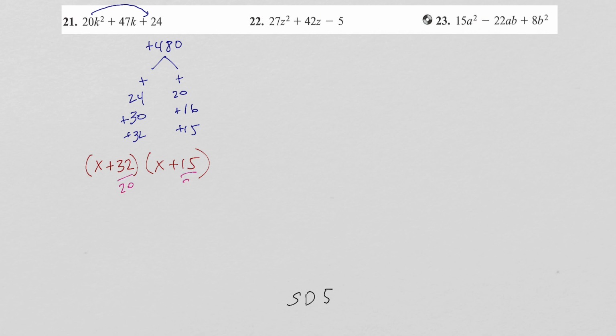And I'll reduce the fractions if I can. Dividing by 4, I get 8 over 5. Dividing by 5, I get 3 over 4. And then I'm going to divide.